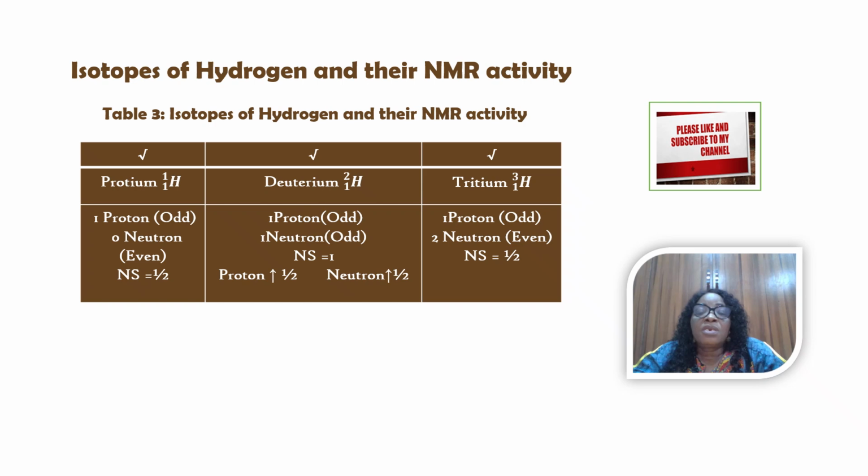Tritium. In tritium, it has 1 proton, odd, and then it has 2 neutrons, even. So the nuclear spin is half. The spin of the neutrons cancel each other. The nuclear spin is the spin of the proton, which is half. So it's given the symbol good. All isotopes of hydrogen are NMR active.